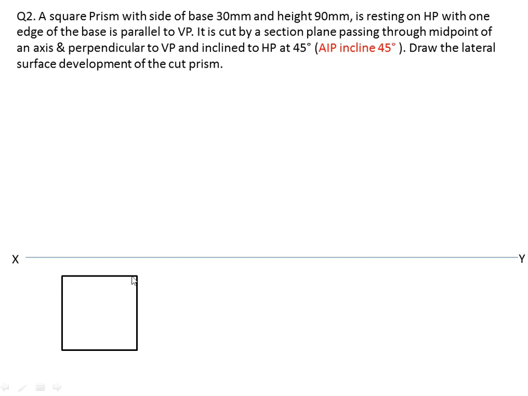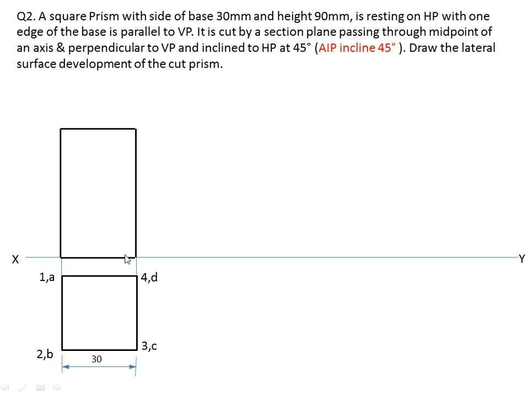Now if you see it, give the naming to it: 1A, 2B, 3C, 4D. So 1, 2, 3, 4, these are the top faces, and A, B, C, these are the bottom face corners. Now give the dimensions, then transfer the projections. Now this square prism in front you look like a rectangle, so I have drawn the rectangle.